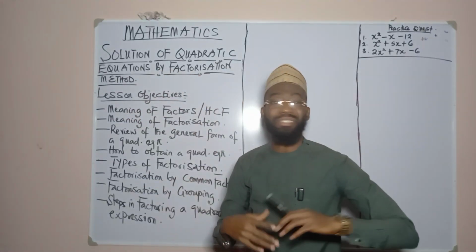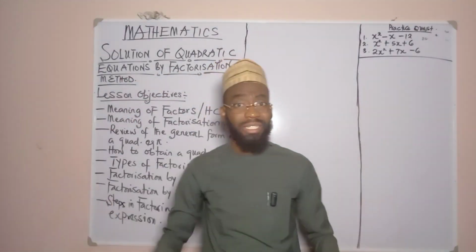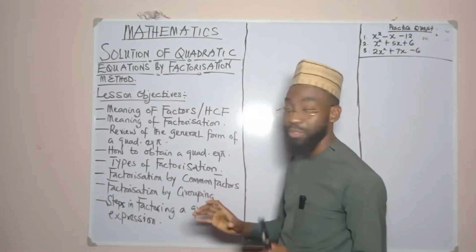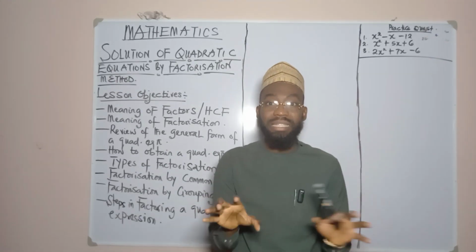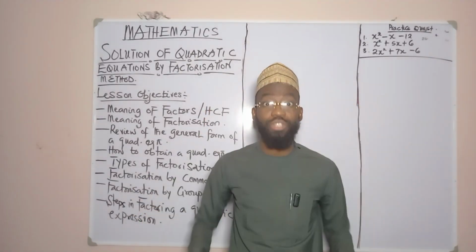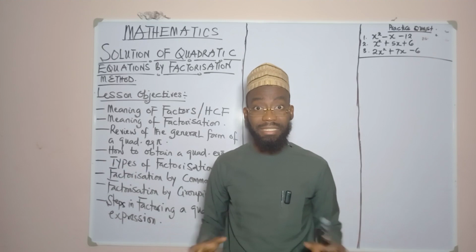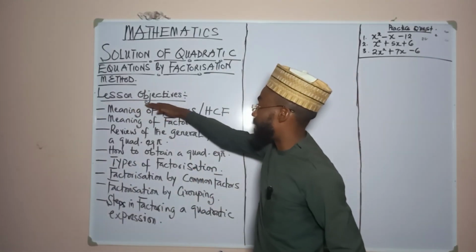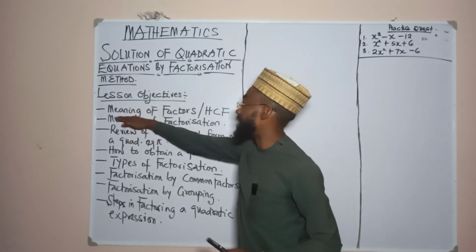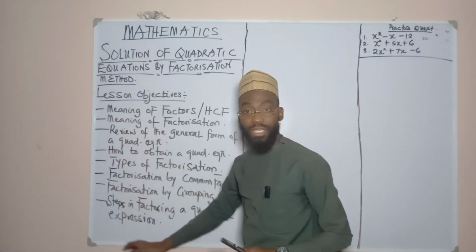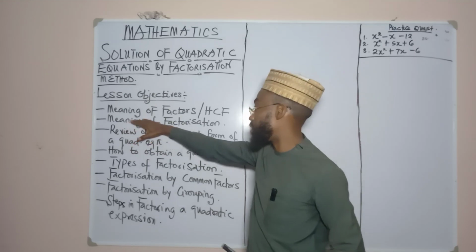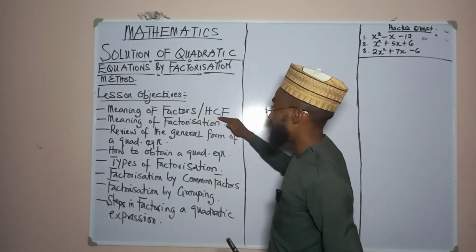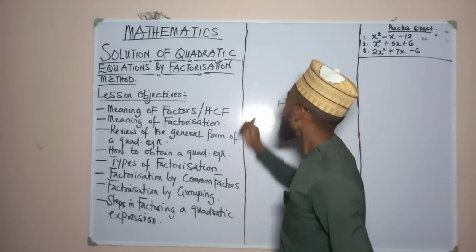It's a method that many students find very tricky. They don't always love using the factorization method to solve quadratic equations, and it's simply because of some of the key techniques associated with it. But today we're going to make sure we dissolve and dissect them very well, so it can be very easy to use. The lesson objectives for this lesson have been outlined below. The first thing, we will just get into it. We have a number of things to tidy up, so we'll just run along with it. Meaning of factors, and then HCF.